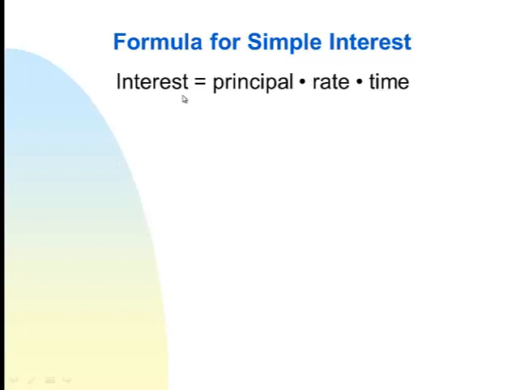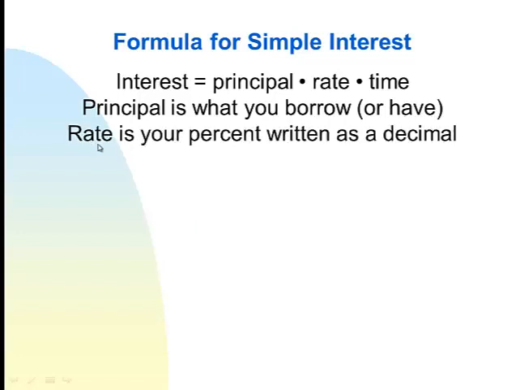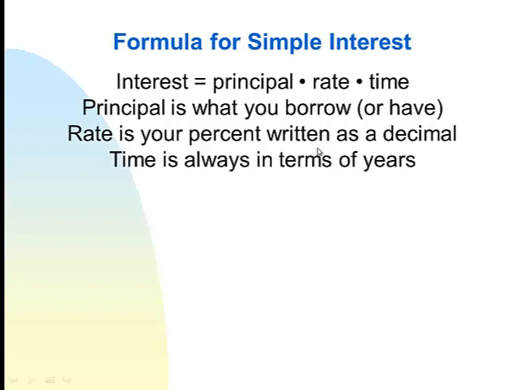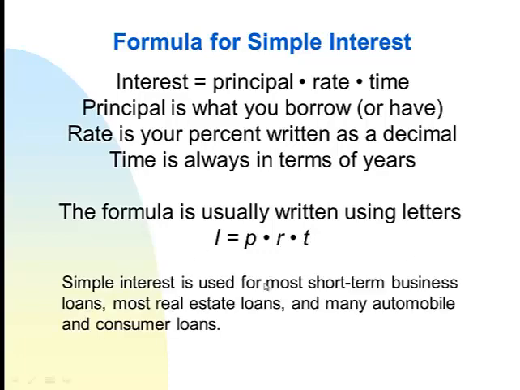Now, in your principal and your rate and your time, they each have a specific part. The principal is what you borrow or what you have in your account. Your rate is the percent in the problem, but it has to be written as a decimal. And the time is always in terms of years. So we always use I equals P times R times T. Pause and write this down. So simple interest is used for short-term business loans, real estate loans, and most automobile loans.